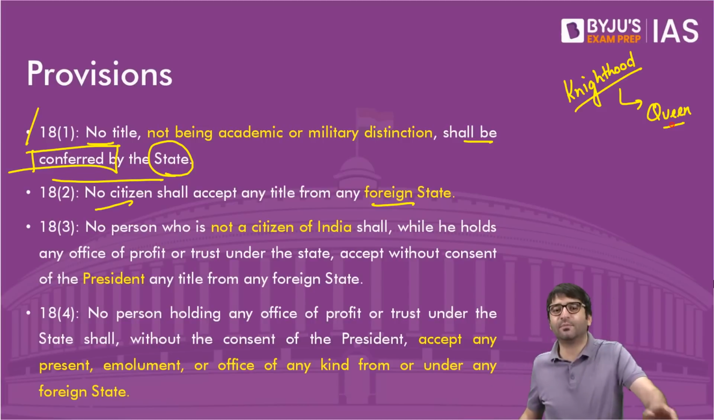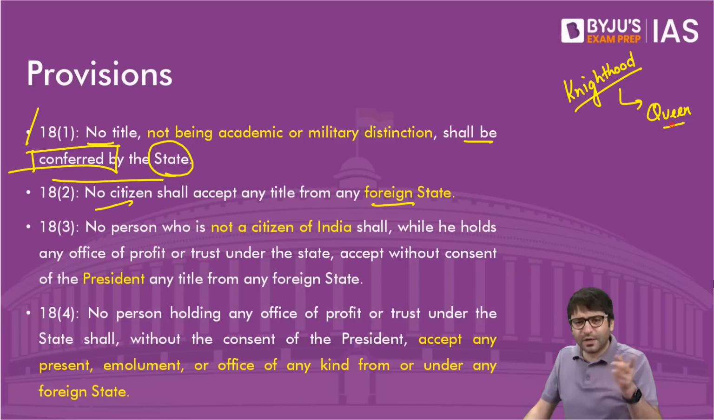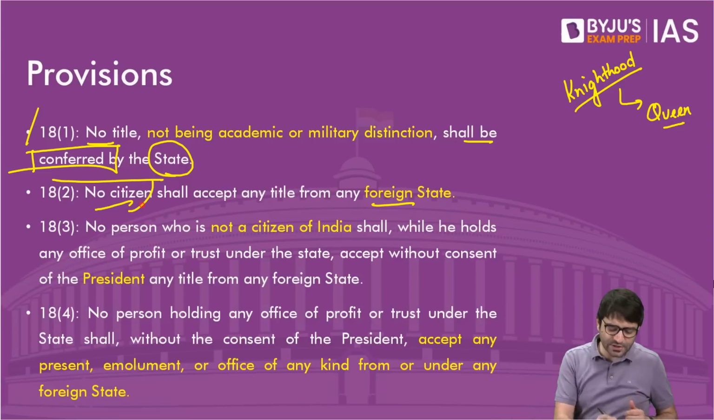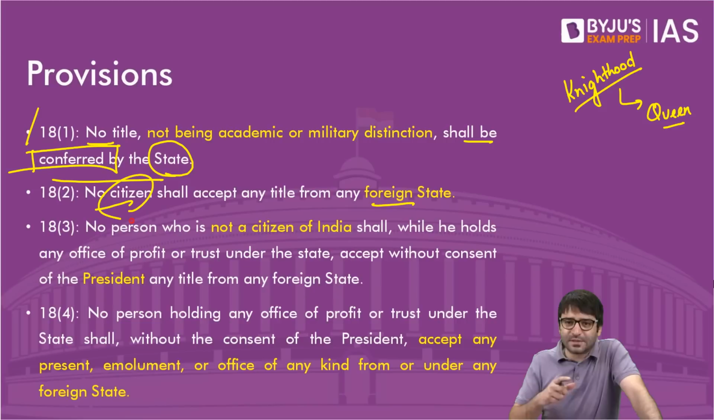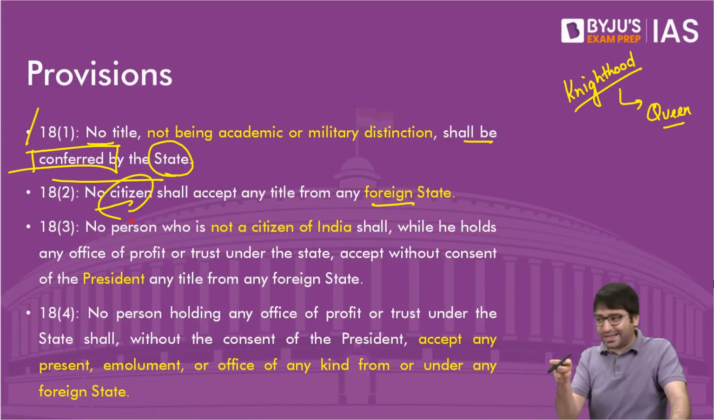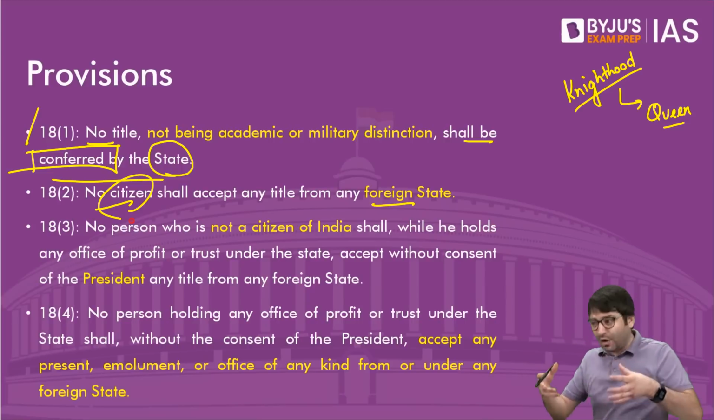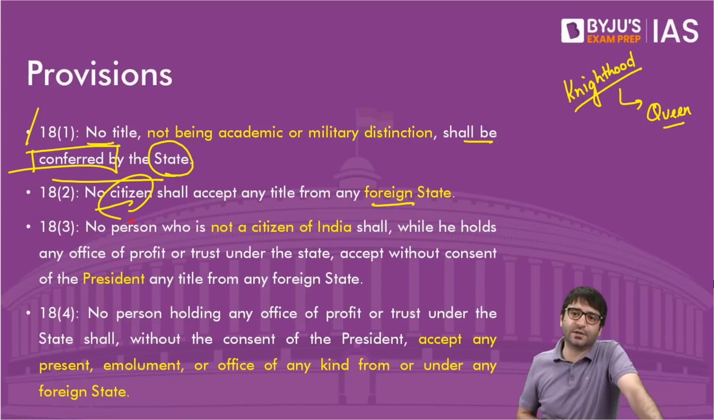But somebody told him, Gavaskar, what? You can't take this title. Why? Look at Article 18 Clause 2. What is mentioned there? No citizen shall accept any title from any foreign state. Holy God, that means I can't accept this title from a foreign country? No, you can't. Neither can the state award any title except academic or military, nor can a citizen accept a title from any foreign state. That's Article 18 Clause 2.